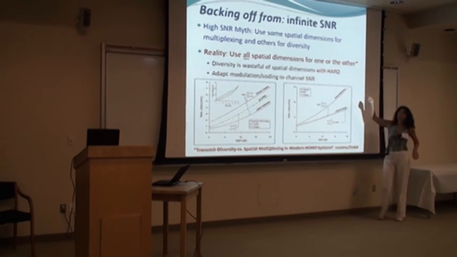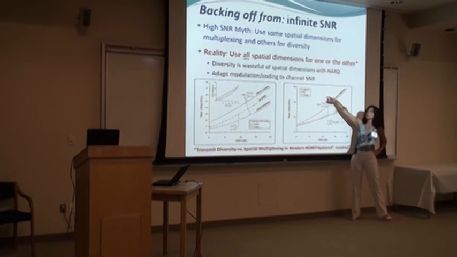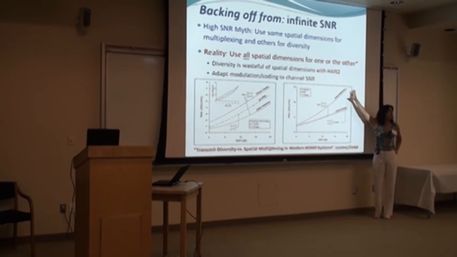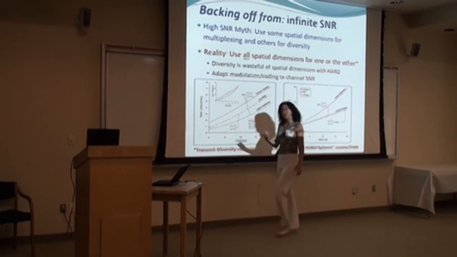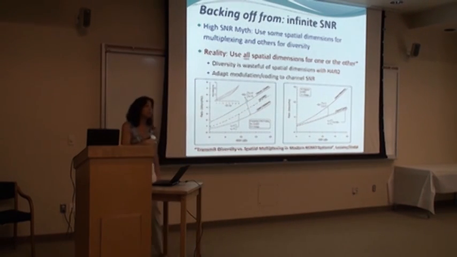And so really what they're saying is, in practical systems with a single bit of ARQ, you use all your dimensions for multiplexing, spatial multiplexing. You don't need diversity anymore. Very surprising conclusion, very different from the one under infinite SNR.